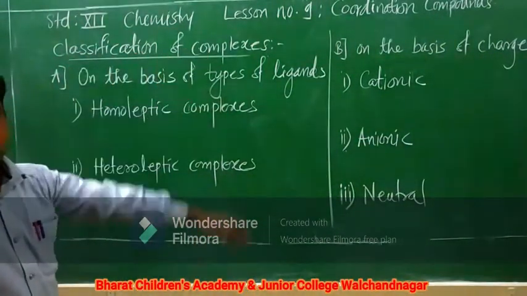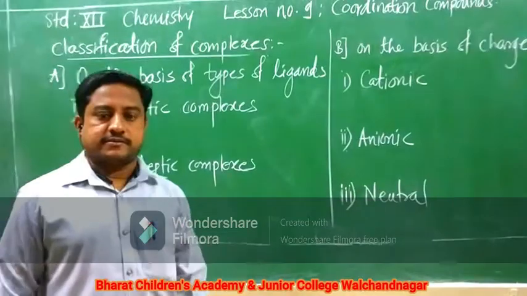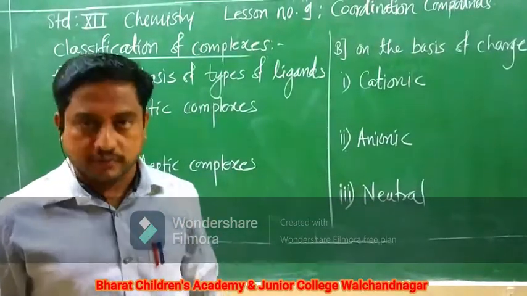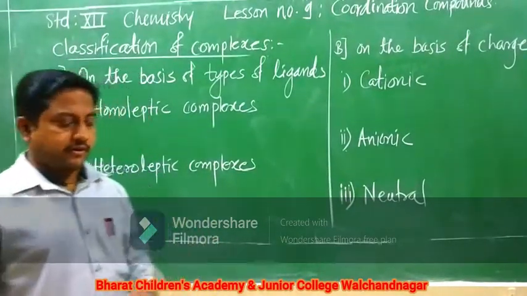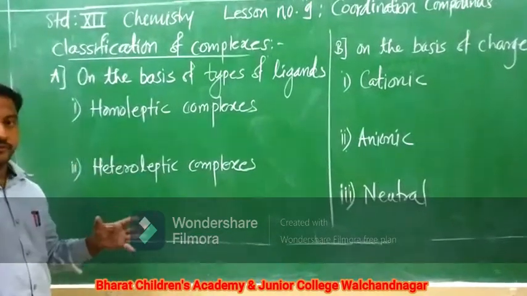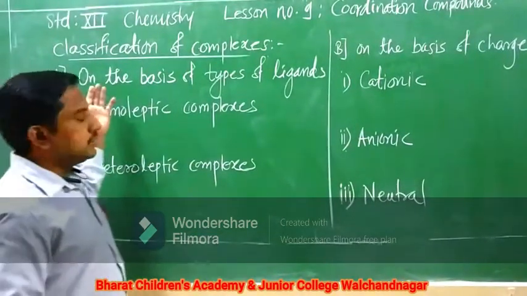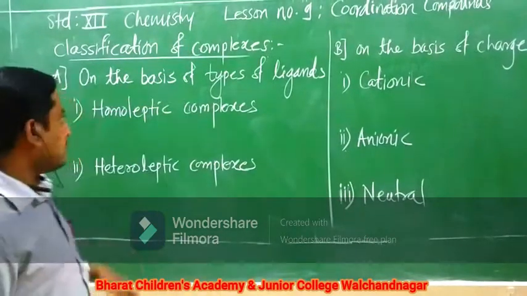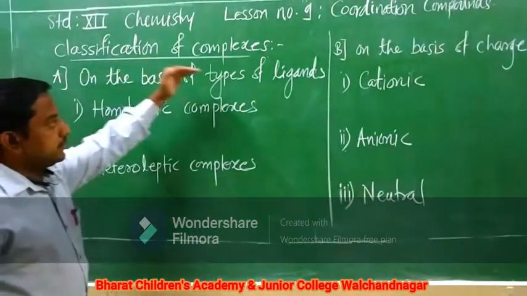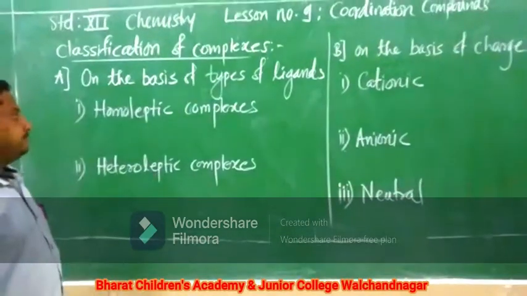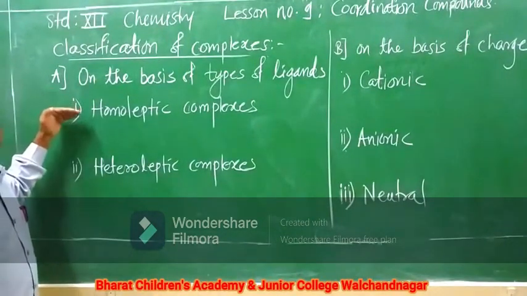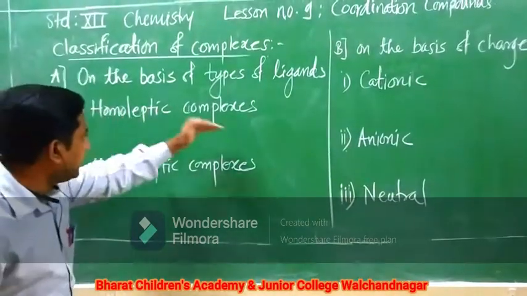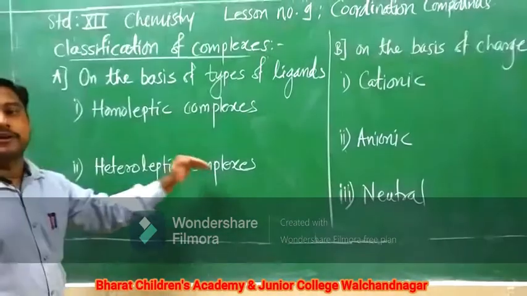Next part of the lesson is classification of the complexes, types of the complexes. Already we have studied the coordination sphere. Coordination sphere is nothing but the complex, we know. And now we'll go for the classification. First of all, we will see the classification on the basis of the type of ligand present in it. Now, the first type is homoleptic complex, and the second one is heteroleptic complex.